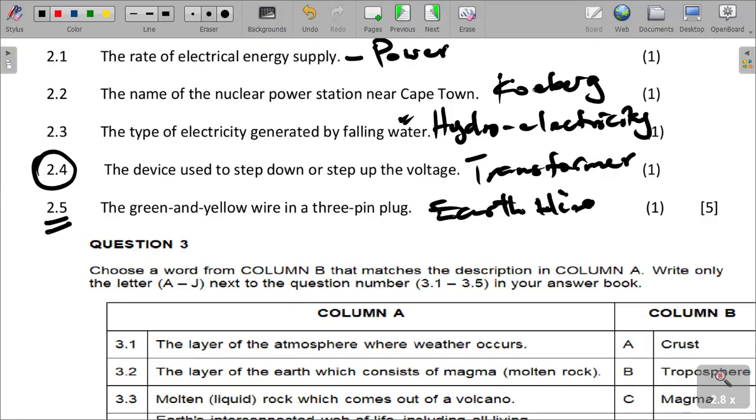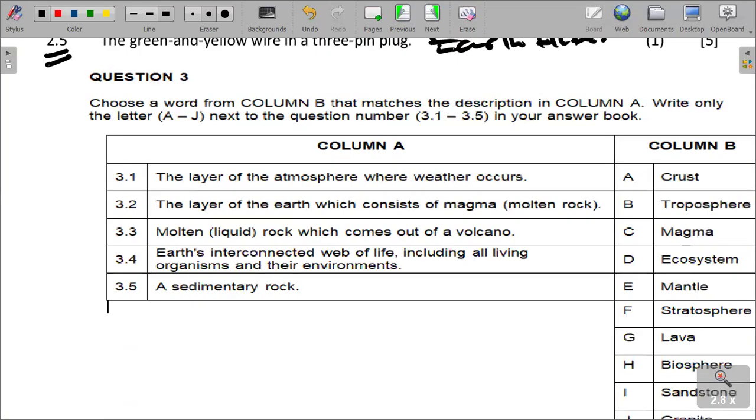I'm saying color coding is very important when you look at the 3-pin plug. You need to be able to know that. Please refer to the channel on the 3-pin plug. The 3-pin plug is quite a common component in our syllabus. You need to be able to understand that.